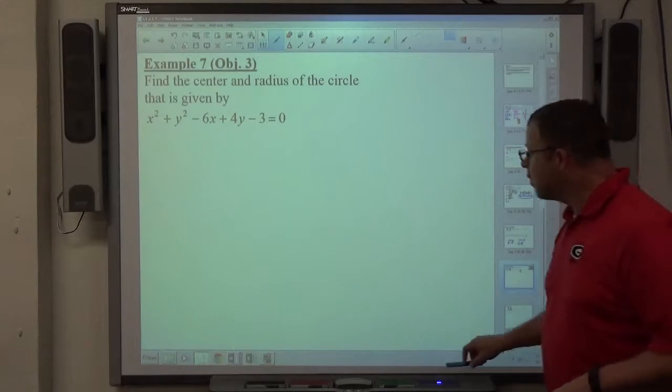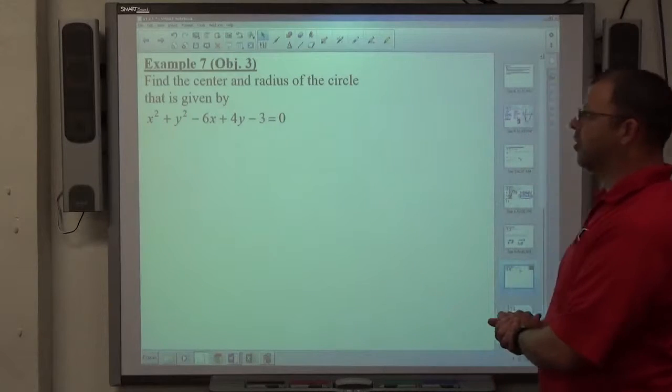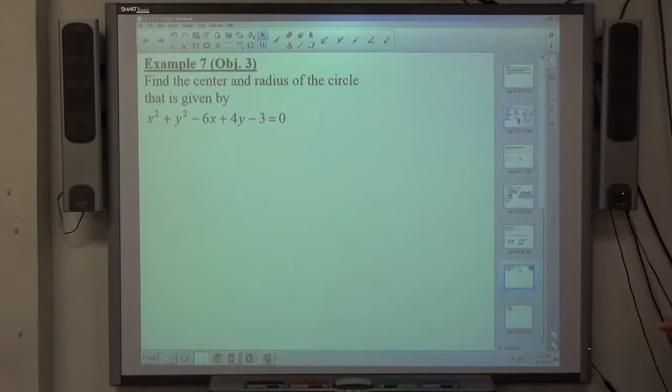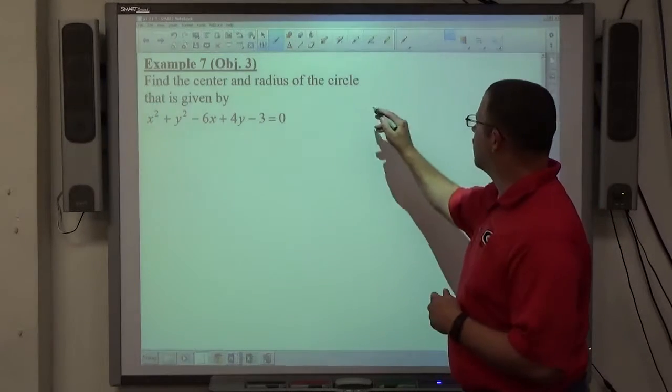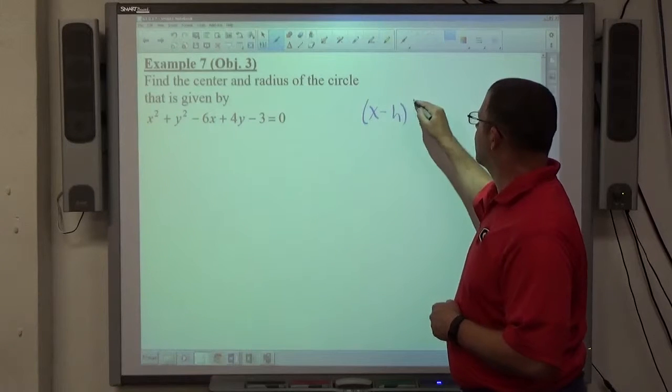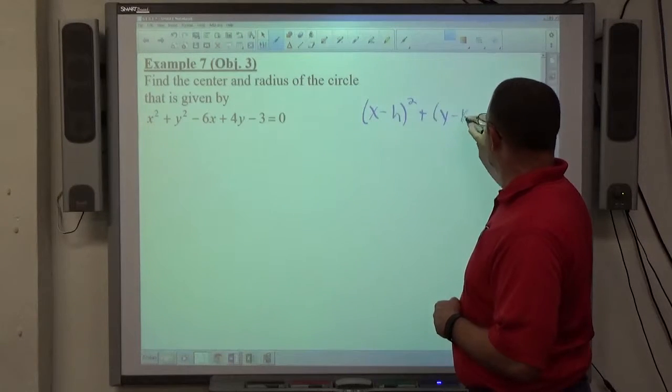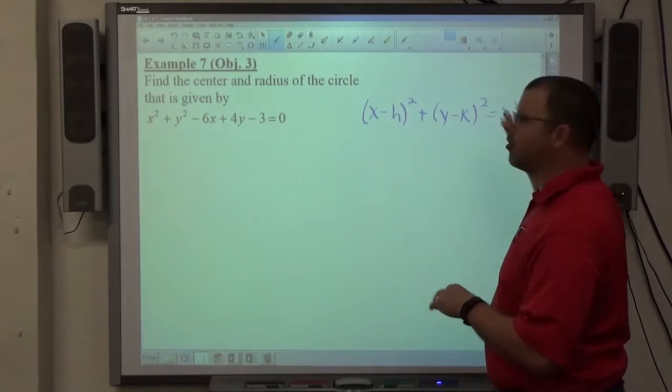So, looking at this problem, it says find the center and radius of the circle that's given by this. On the homework, they might even say graph the circle. All right, so I'll go ahead and graph the circle on this also. First thing you want to do is you're trying to create this structure: x minus h, the quantity squared, plus y minus k, the quantity squared, is equal to r squared. That's what you're trying to create.